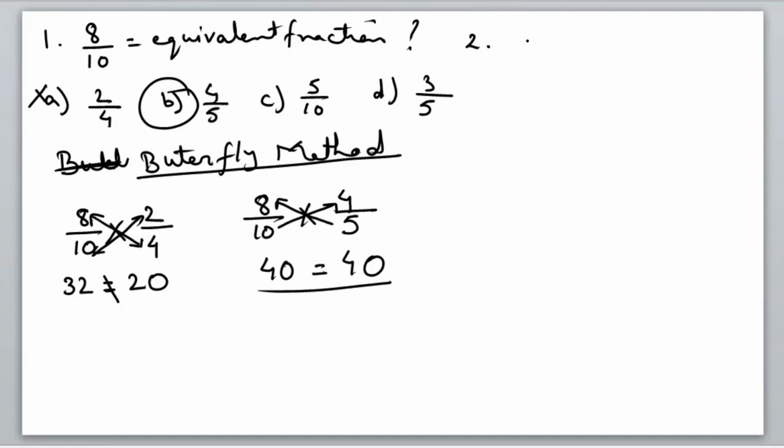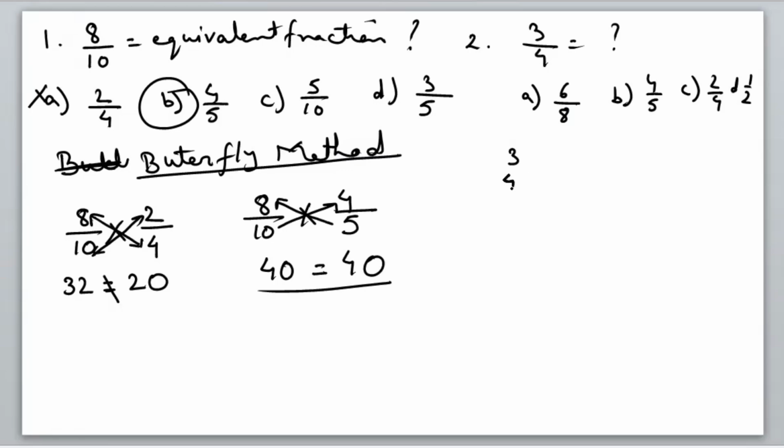Question number 2. 3 by 4, and you have to find the equivalent fraction. The options are option A, 6 by 8, option B, 4 by 5, option C, 2 by 4, and option D, 1 by 2. And you have to choose the correct option, which one is equivalent to 3 by 4. So what we'll do, we'll again use the butterfly method.